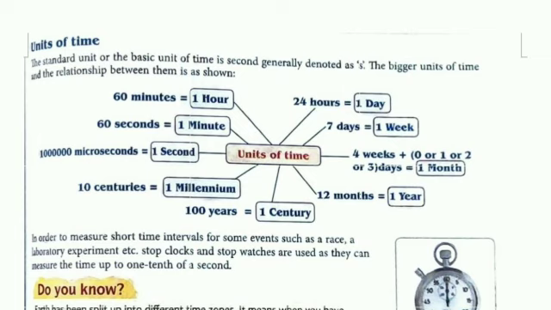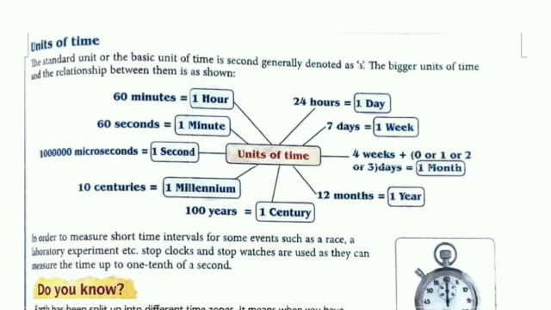4 weeks plus 0 means 28 days, which is February. 4 weeks plus 1 is equal to 29 days, which means leap year. 4 weeks plus 2 means 30 days. And 4 weeks plus 3 is equal to 31 days. All are 1 month. 12 months is equal to 1 year.